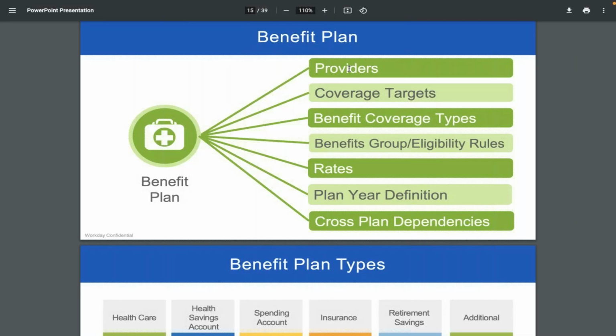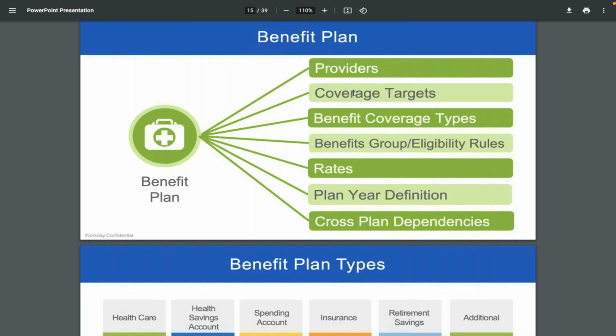So he may be required to give some proof of documents. So there will be some limit also on providers. So the provider we have to configure first, sir. Who is the provider for this healthcare? Who is the provider for this health savings? So the provider details we have to configure first.